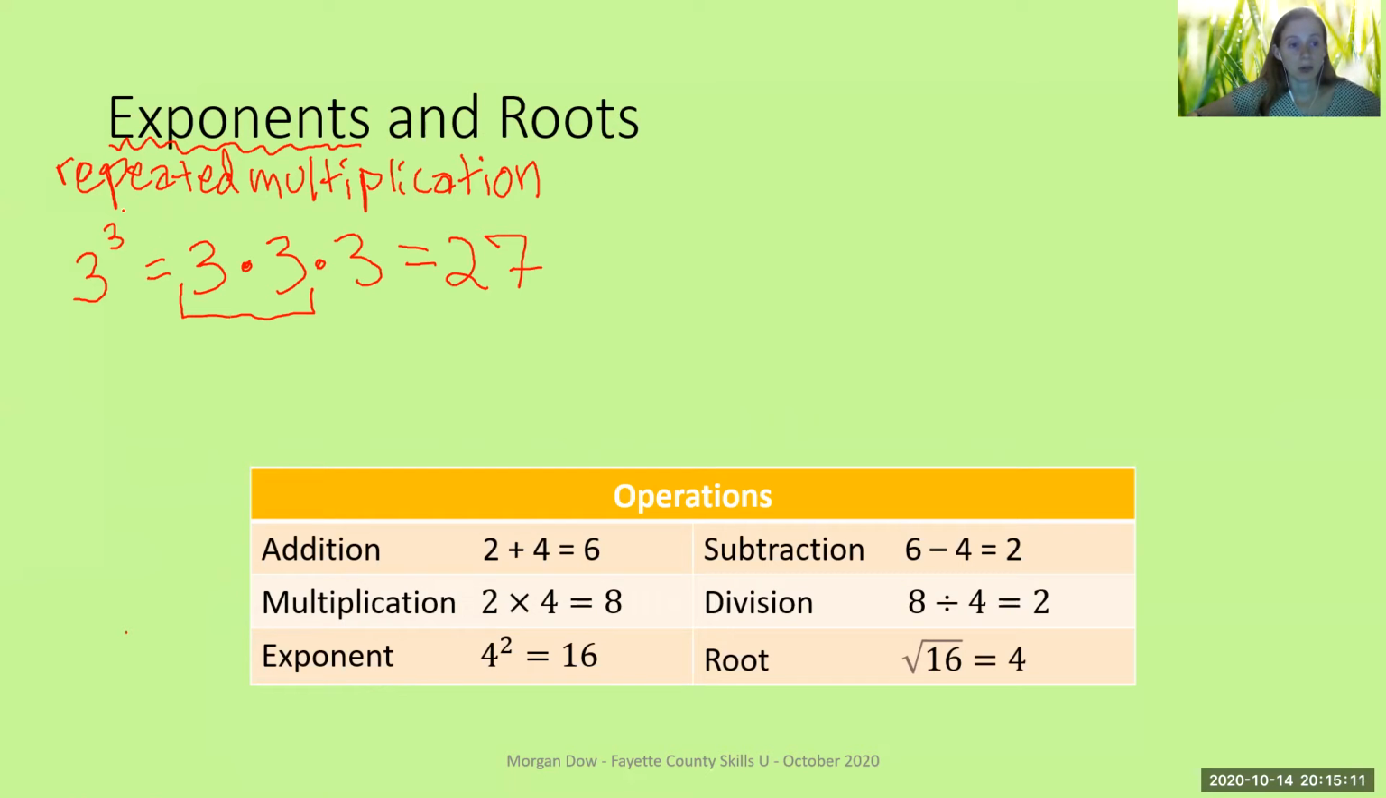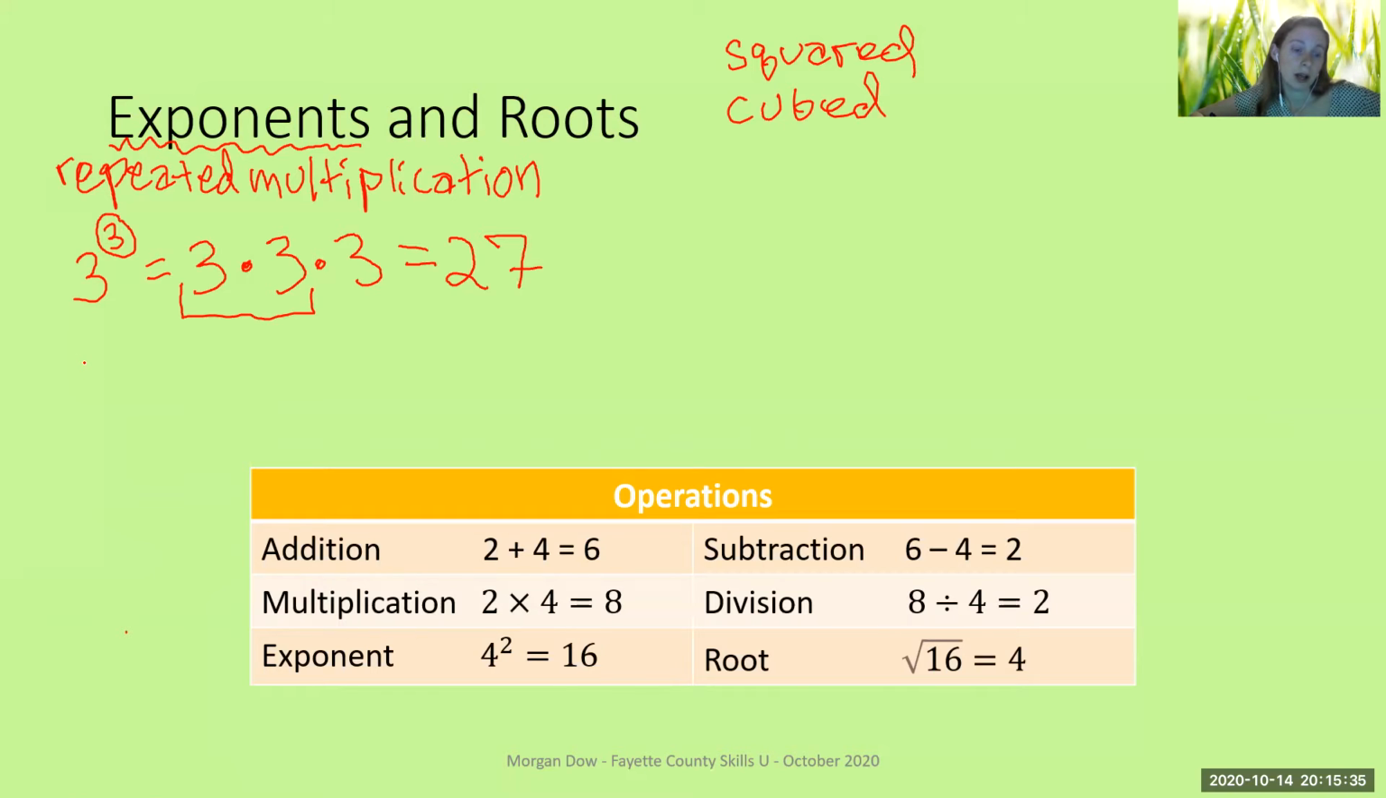Now, having an exponent of 3 is also a pretty common exponent, and so it has its own little special name. Just like an exponent of 2 means you can say squared, when you have an exponent of 3, you can say cubed. So another way we could say this is 3 cubed equals 27. All right, let's try another one.